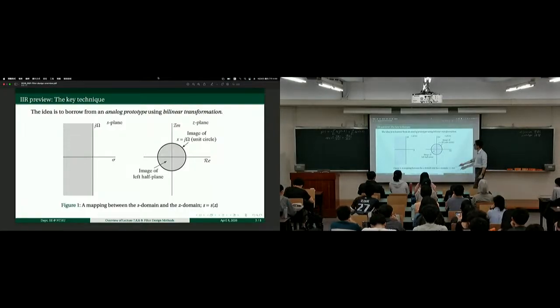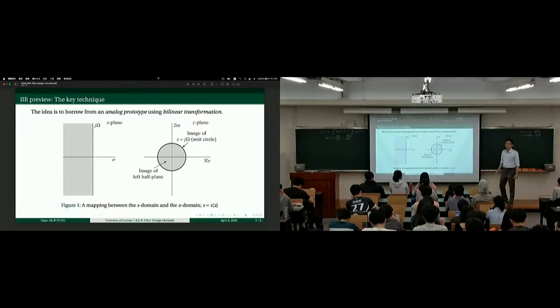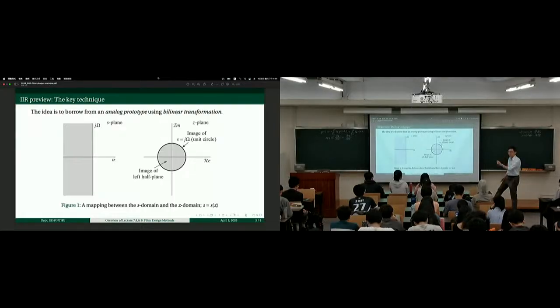So here on the left, we have the S-plane. On the right, we have the Z-plane. S being the Laplace transform variable, right? Using the Laplace transform, you can describe any linear, time-invariant, continuous-time, analog system using a system function in the S domain. So here, that analog prototype will have a system function in the S domain.